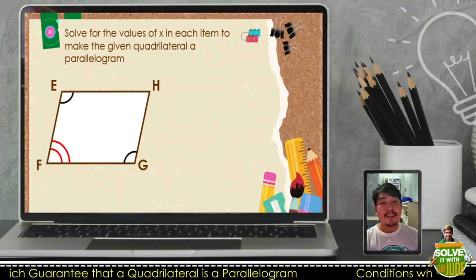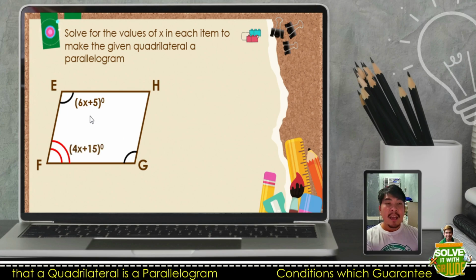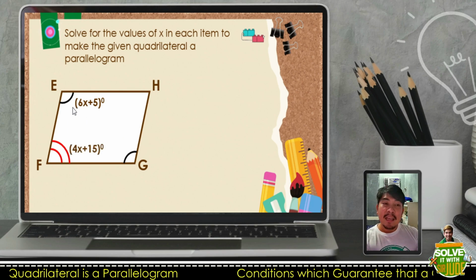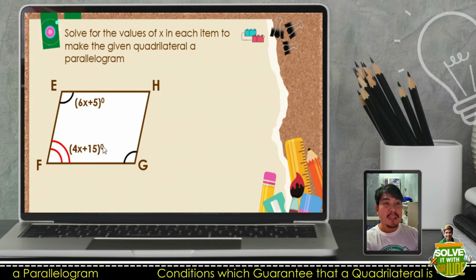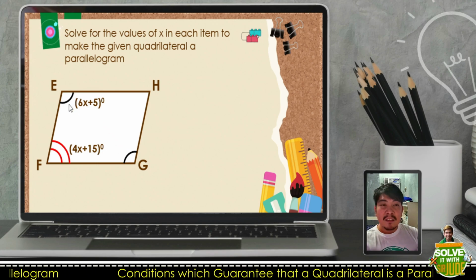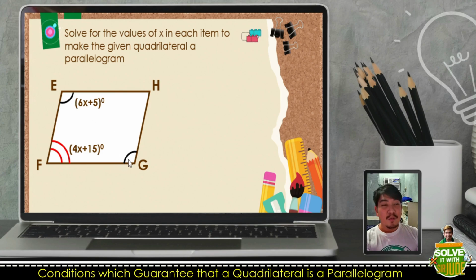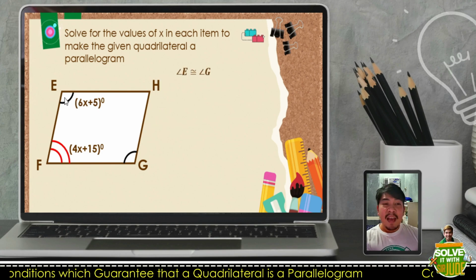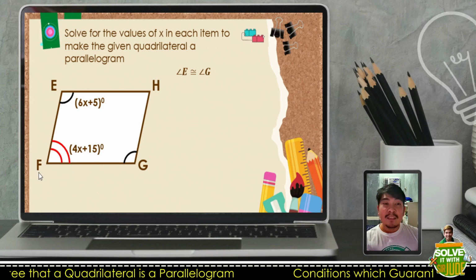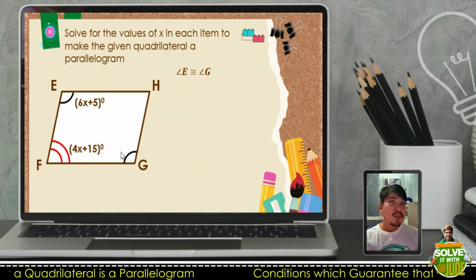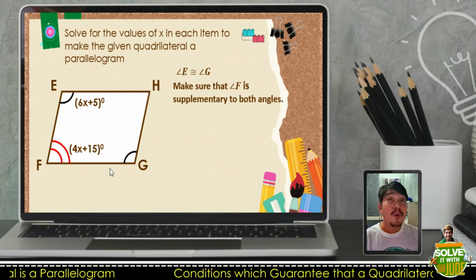Okay, so let us now have the second example. We are given EFGH again as our quadrilateral, and we are given the measure of angle E, which is 6x plus 5 degrees, and angle F, we have 4x plus 15 degrees. We should also take note that the markings of angle E and angle G are the same. So therefore, these two angles are congruent. Since angle E and angle G are congruent, and angle F is consecutive to both E and G.